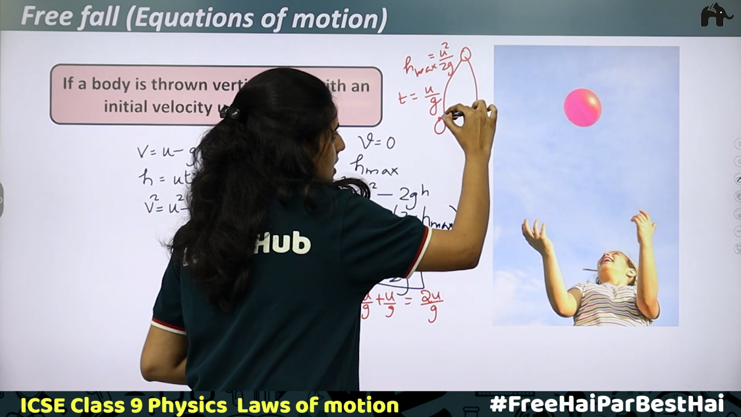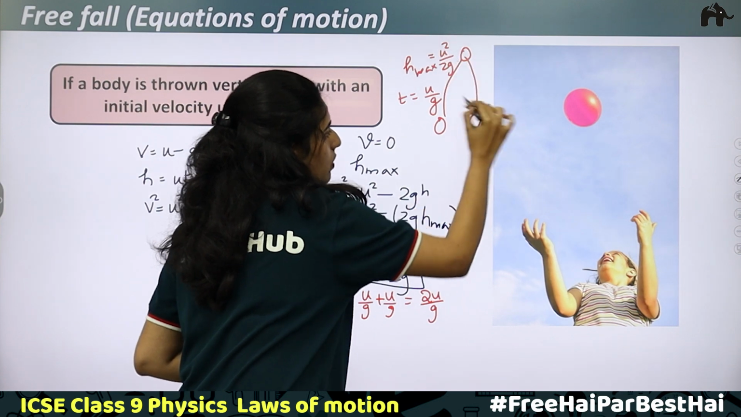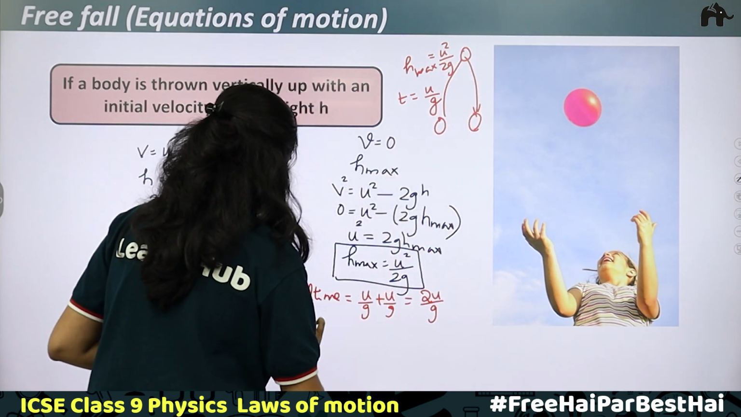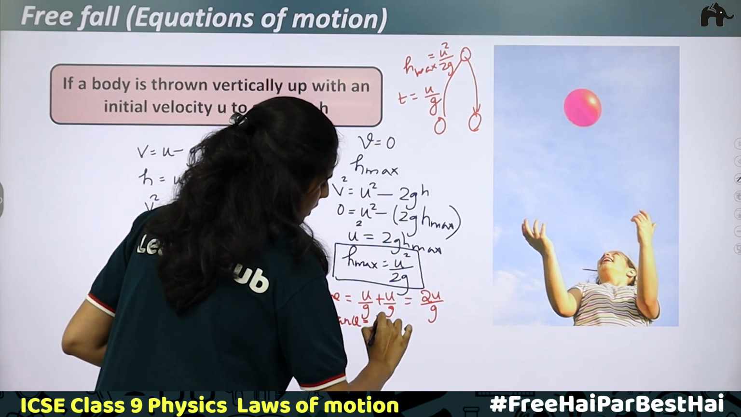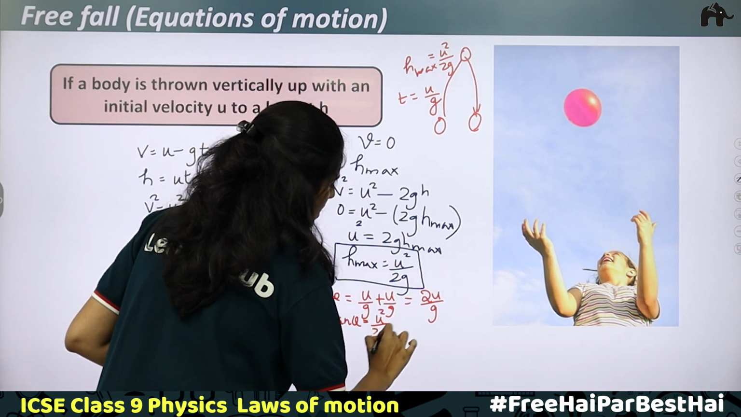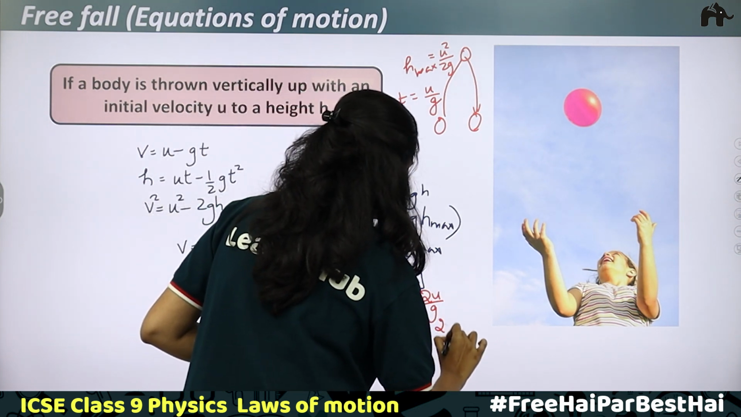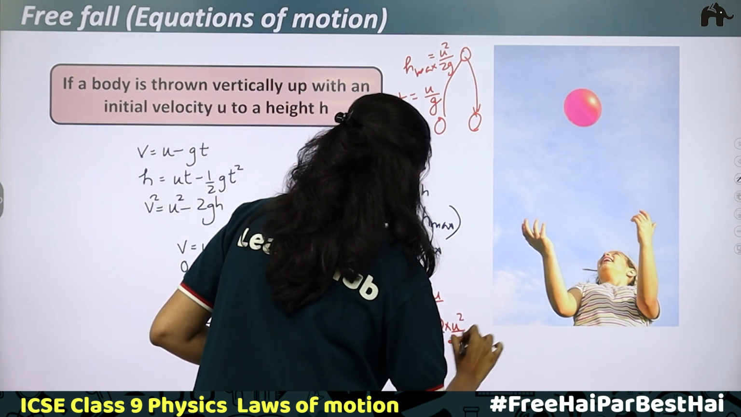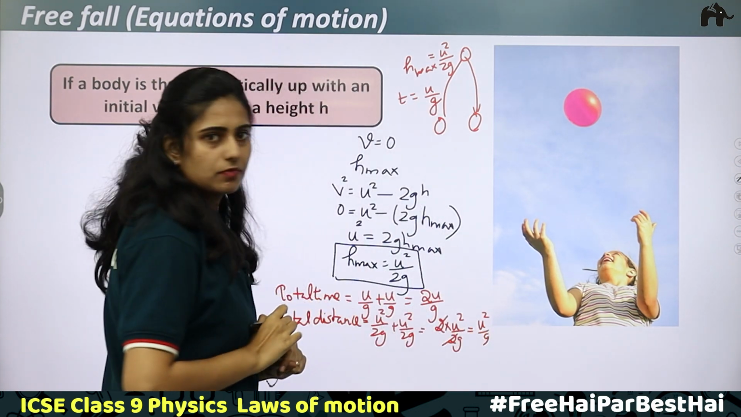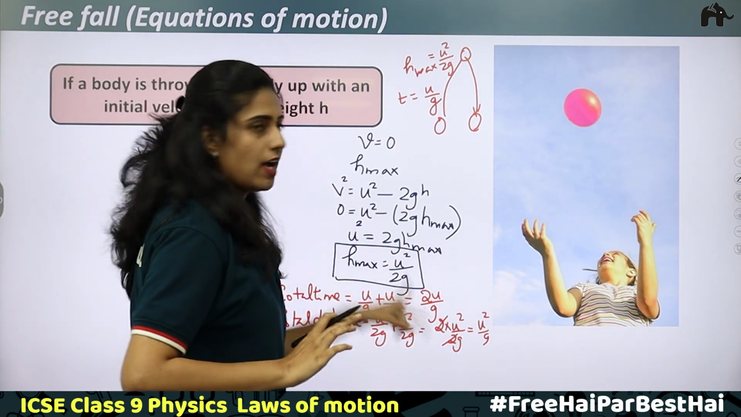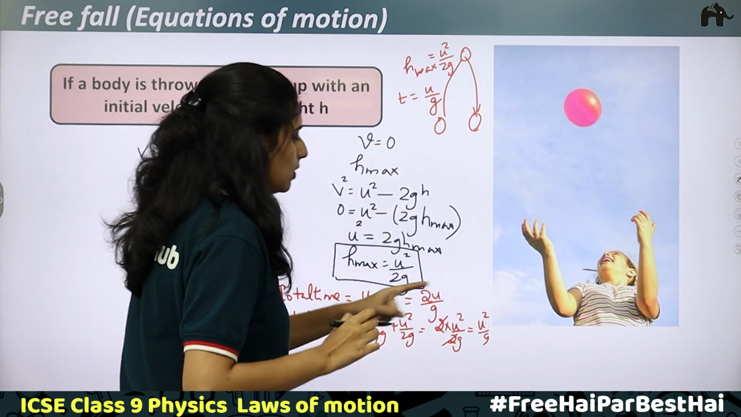Okay, so the total distance to reach the initial point, from here it has started. Total distance travelled from here to here is u square by 2g. Again from here to here, it is u square by 2g. Then what is the total distance? Total distance will be equal to u square by 2g plus u square by 2g. That is equal to 2 into u square by 2g, which is equal to u square by g. 2 and 2 get cancelled. So total time is 2u divided by g, and the total distance to reach the same point will be equal to u square by g.